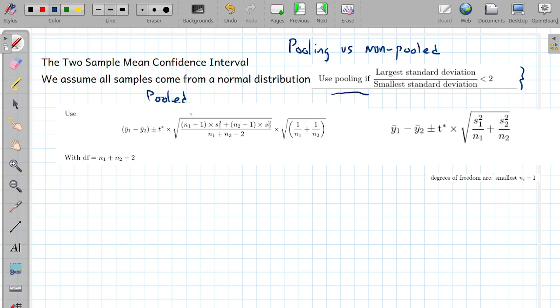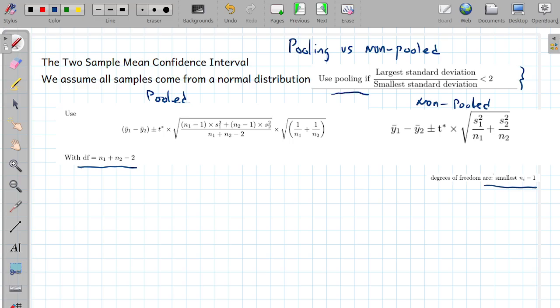And yes, that's a monster to compute, so be careful with your calculator. If you're not using pooling, you can use this one. Now, the trade-off, and I'll do both today, is degrees of freedom. Degrees of freedom for pooled is pretty simple. It's the sum of the 2 sample sizes minus 2. The compact way for non-pooling is take the smallest of the 2 samples and subtract 1.